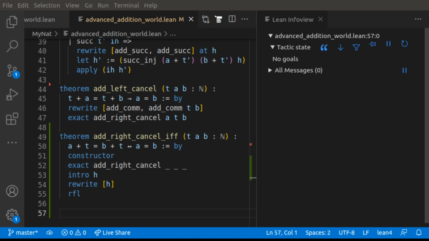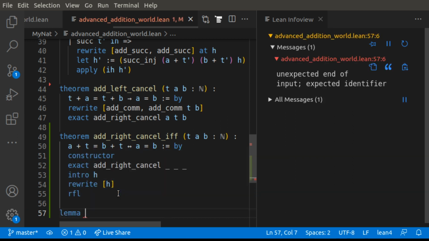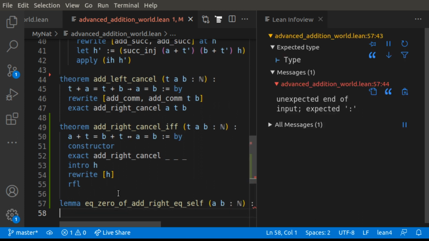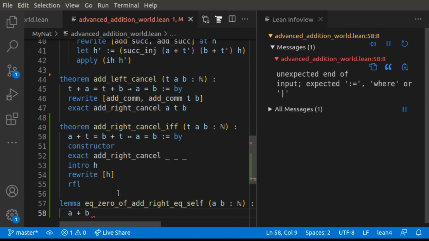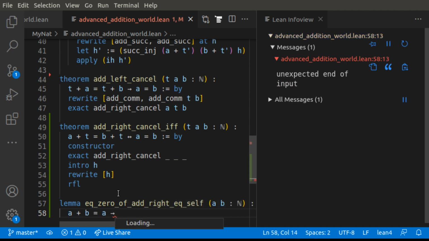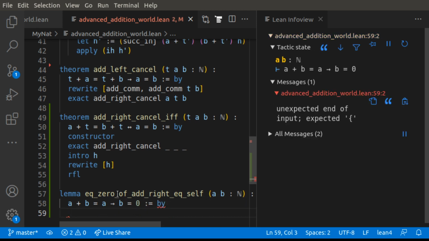The lemma you're about to prove will be useful when we want to prove less than or equal to is anti-symmetric. There are some wrong paths you can take with this one. If a and b are natural numbers such that a + b = a, then b = 0. Let's take a crack at this. Equal zero of add_right_eq_self, a, b being natural numbers: a + b = a implies b = 0. How are we going to prove this?